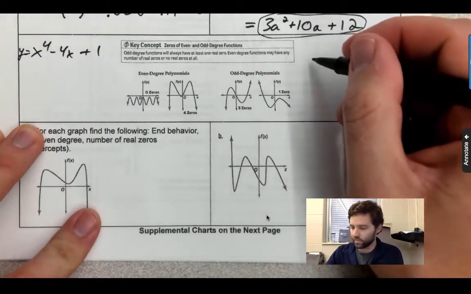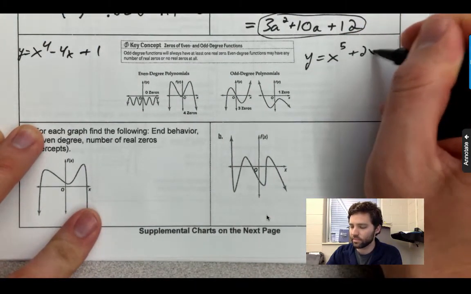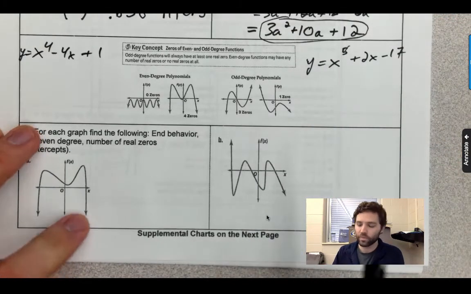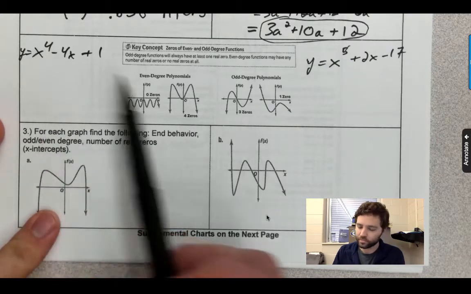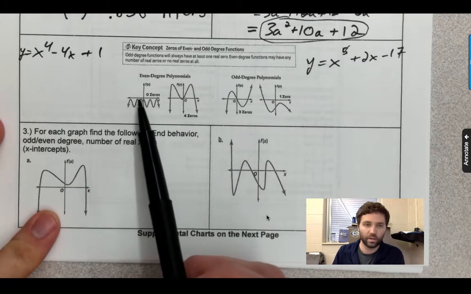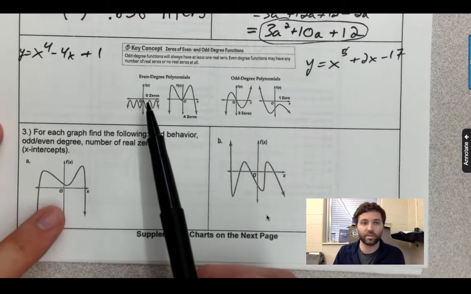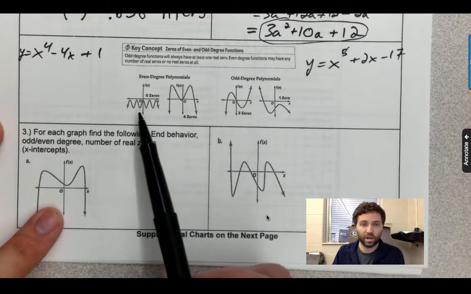That would be even, right? An odd degree would be something like x to the 5th plus 2x minus 17, something like that, right? Because the degree here is odd, an odd number. What this comes down to is if you have an even degree polynomial, then whether the inputs are negative or positive, it doesn't matter. You're going to be raising it to an even power, which makes it turn to positive.